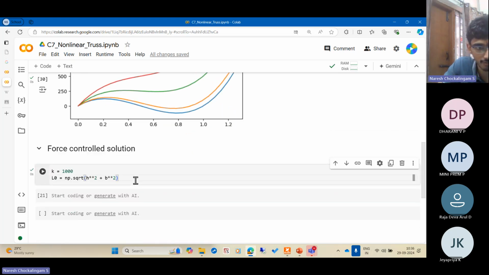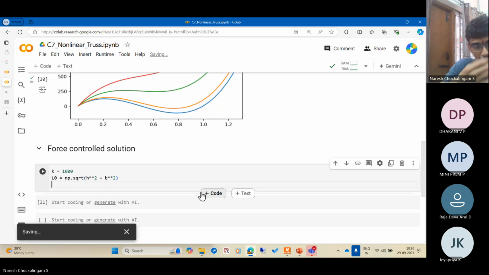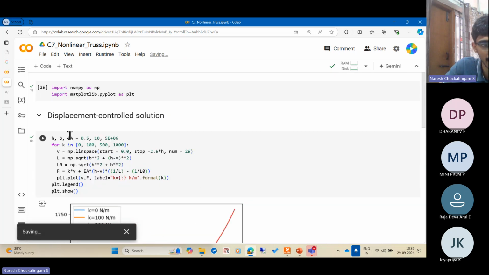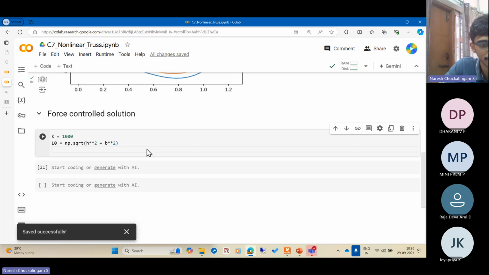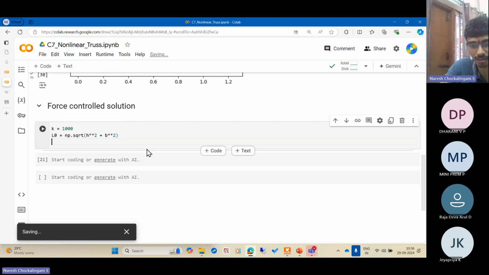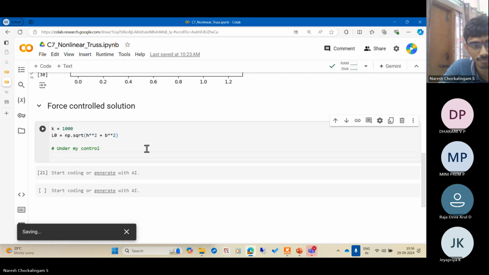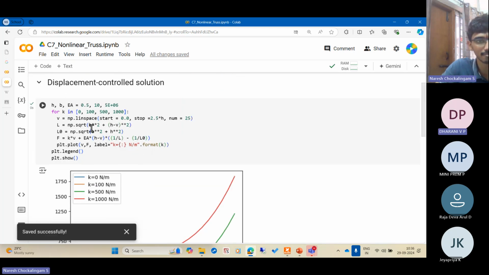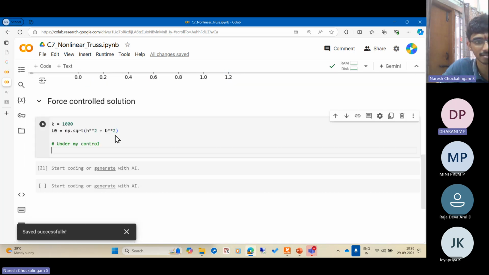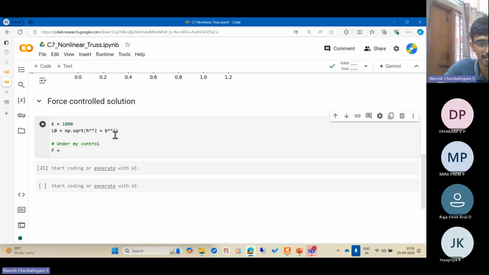So we'll solve this in a force control setting. Now what should I do? I have K, and I have L naught as h square plus b square. Then what else do I need? B, A, E, H are already defined. So now I have to write a loop. What is under my control? Here I had displacement and force.